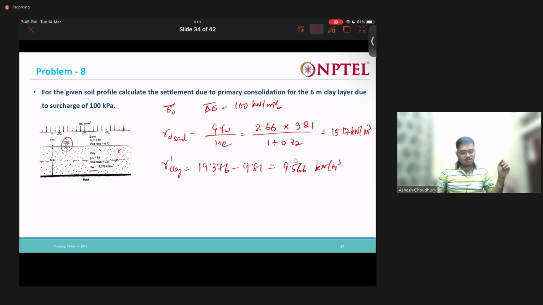Okay, done. So now let us calculate the effective stress at the center of the layer. Please tell me. We have already studied this in two classes, so now I think it is clear. Please tell me how to calculate the effective stress here at the center. All the dimensions are given, so here it will obviously be 3 meters.